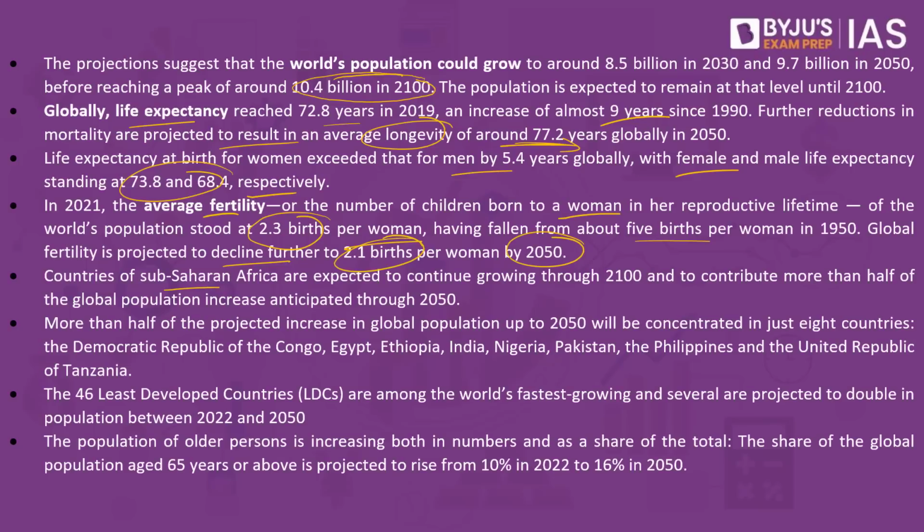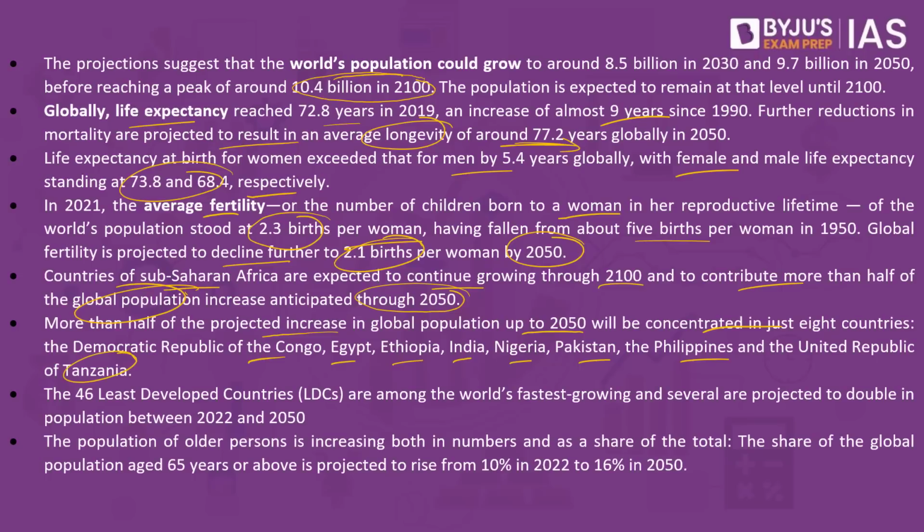Countries of sub-Saharan Africa are expected to continue growing through 2100 and to contribute more than half of the global population increase anticipated through 2050. More than half of the projected increase in global population up to 2050 will be concentrated in just 8 countries: the Democratic Republic of Congo, Egypt, Ethiopia, India, Nigeria, Pakistan, Philippines, and the United Republic of Tanzania.